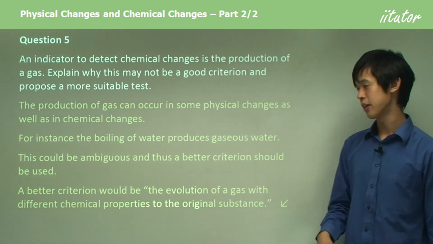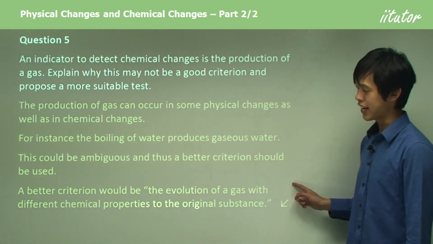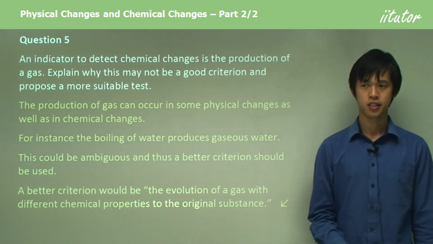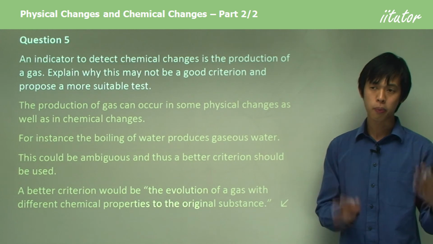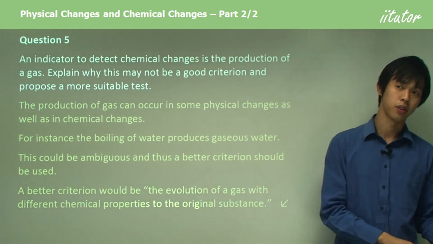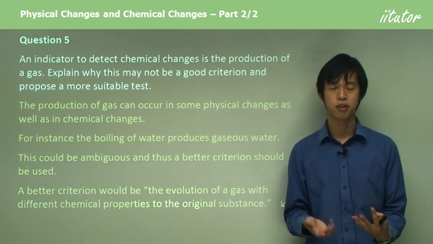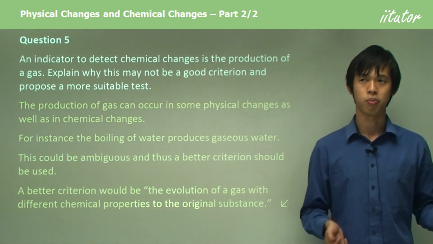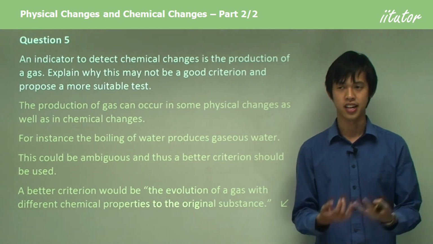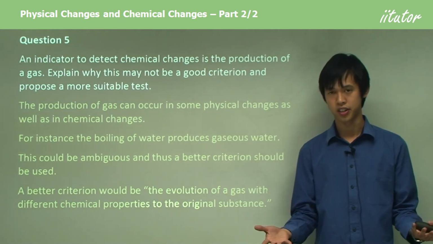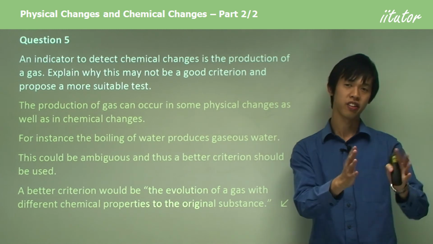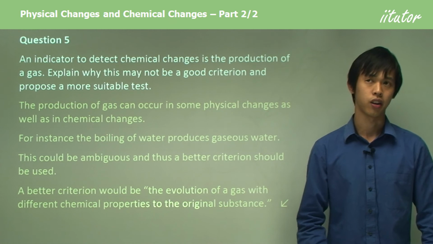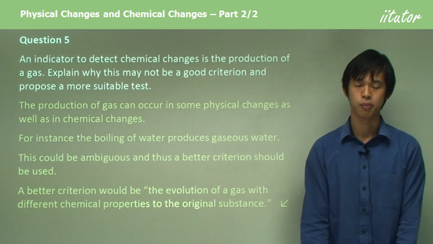A better criterion that we could use is the evolution of a gas with different chemical properties to the original substance. So it has to have different properties to the substance that you started with. So obviously steam has the same chemical properties as water, but hydrogen obviously has different properties to hydrochloric acid and zinc. So you can see that that's a much better, much more rigorous definition or criteria to use, rather than just saying, look, any gas produced means it's a chemical change.